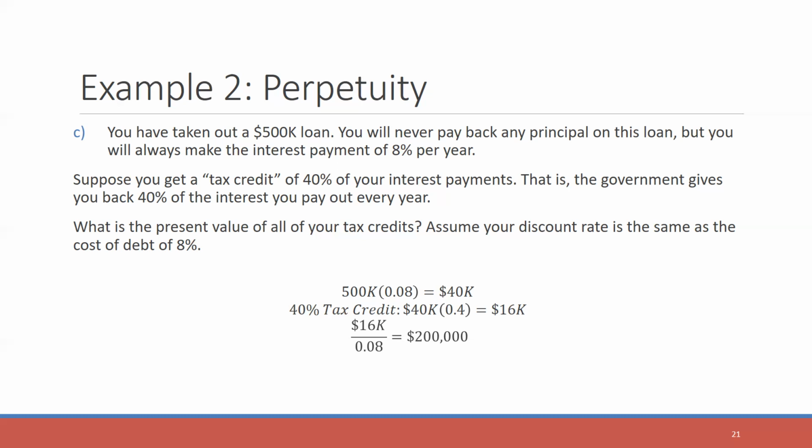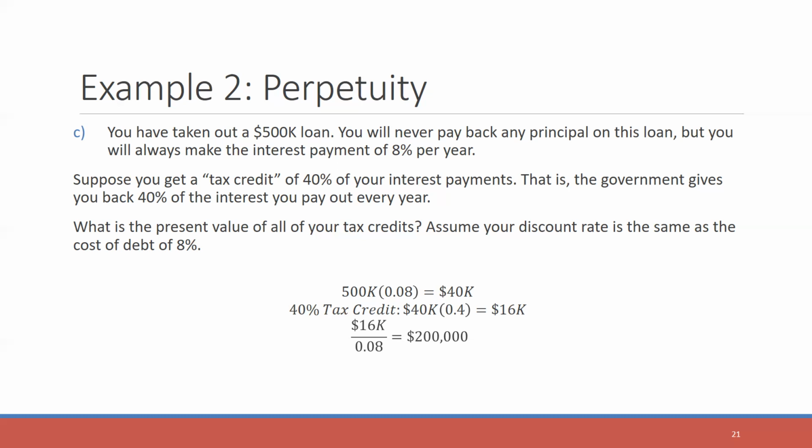So step by step, I've got my 500K. I know that every year I'm going to make interest payments. The interest is 8% per year. So every year I pay 40K. Every year that I pay 40K, I also get a 40% tax credit. So I take my 40K and multiply it by 0.4. So now with that 16K, what am I doing? Well, that 16K is the value of the tax credit that I receive from the government.